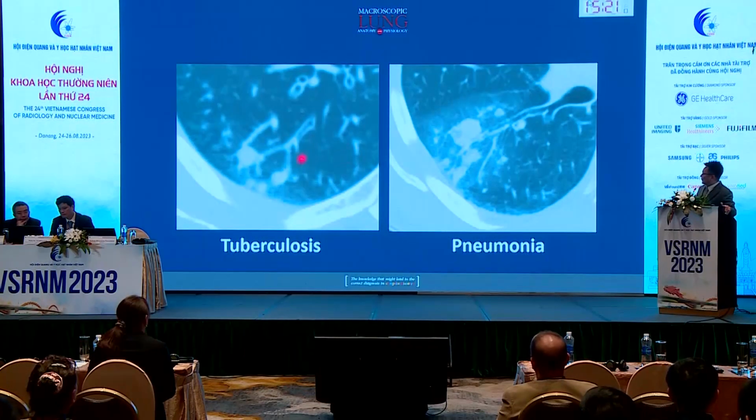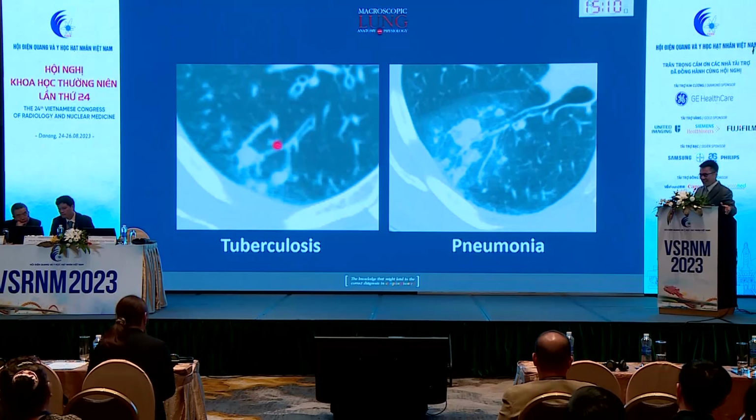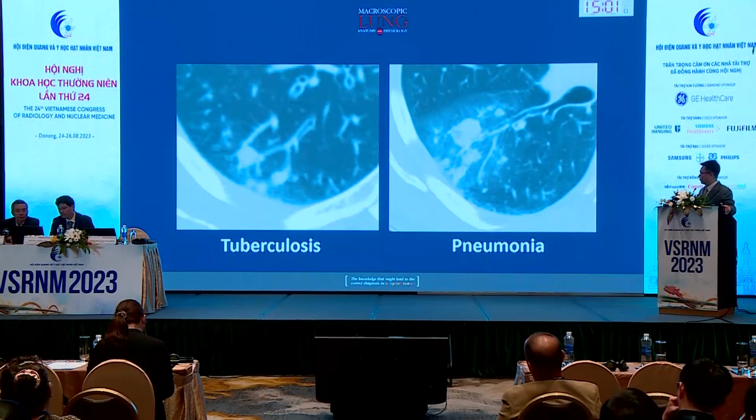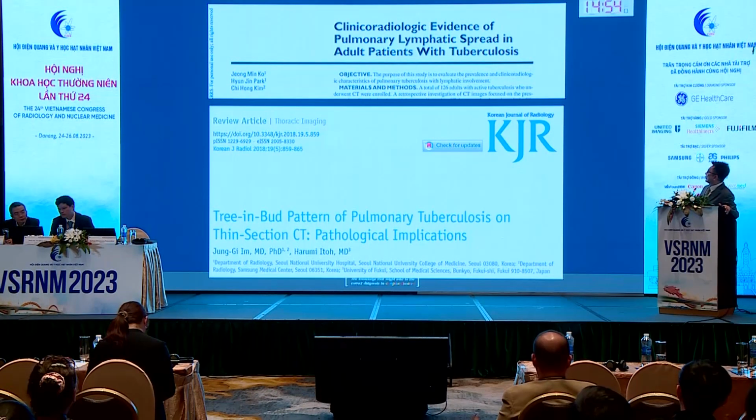These are the findings of tuberculosis compared to the centrilobular nodules of bronchopneumonia. They are very similar, but you may find that the centrilobular nodules in tuberculosis are better defined, denser, and closer to the pleura, and in bronchopneumonia they are a little bit poorly defined. And around 2015, there was an article from Korean doctors about perilymphatic spreading.